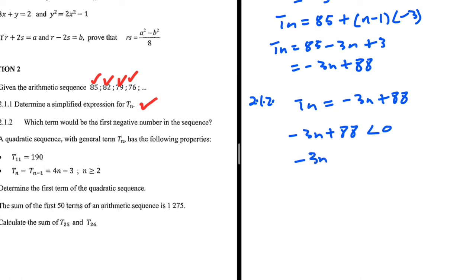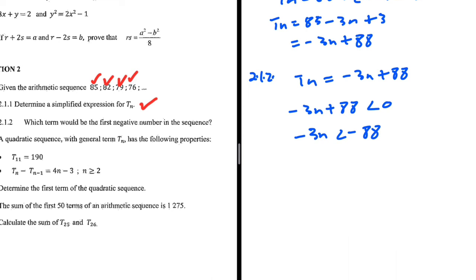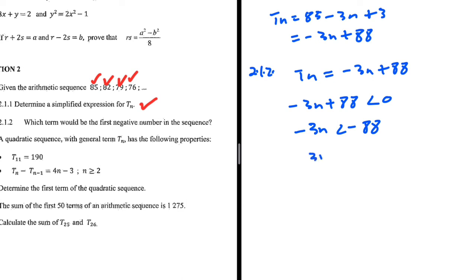Minus 3n is less than minus 88. We divide both sides by minus 1. When we do that, the inequality changes, right? So we have 3n being greater than 88. You just need to think about this for 30 seconds, and then you will realize that if we divide by minus 1, the inequality must change. And then when we divide by 3 on both sides, we get n being greater than 88 over 3.